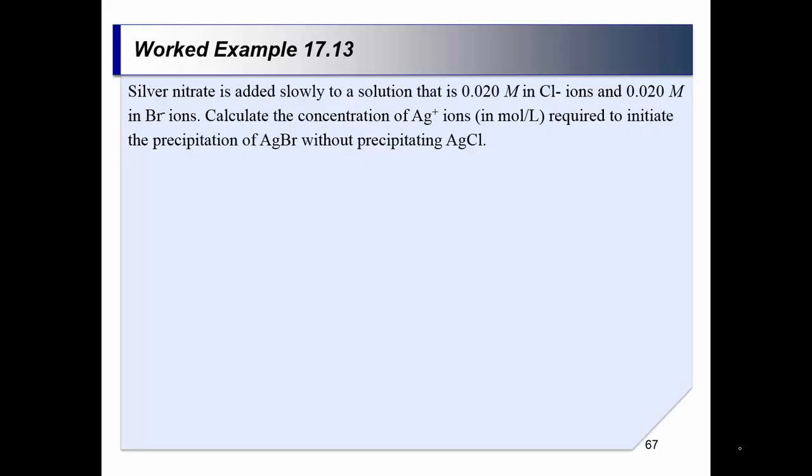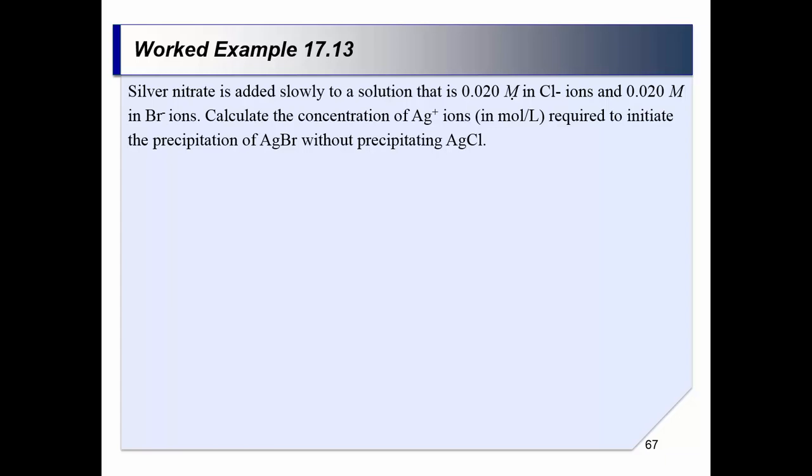Now, if silver nitrate is added slowly to a solution that is 0.020 molar in chloride ions and 0.020 molar in bromide ions, calculate the concentration of silver ions required to initiate the precipitation of silver bromide without precipitating silver chloride. Well, this is one of those fun calculations where you can see how the math relates.